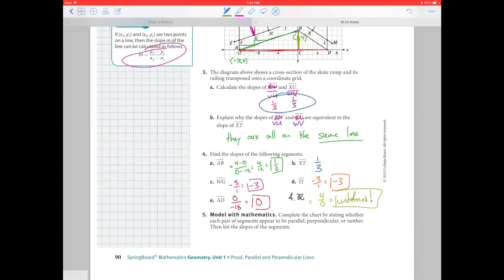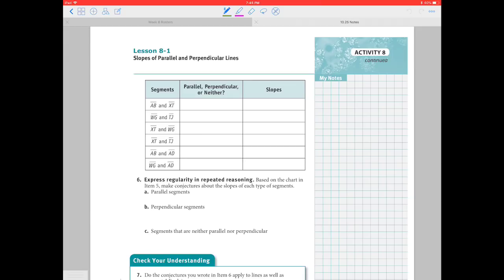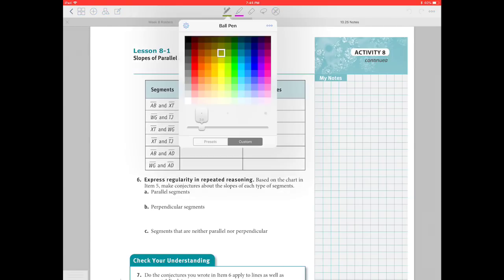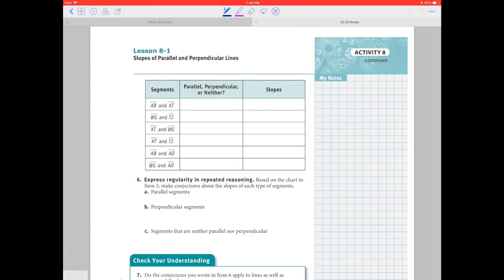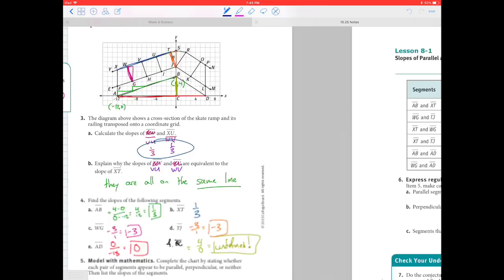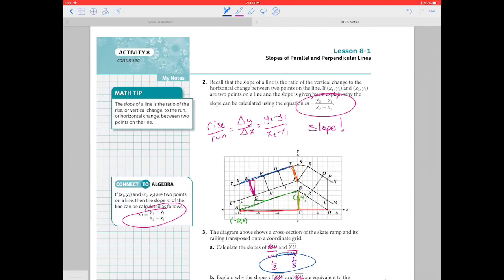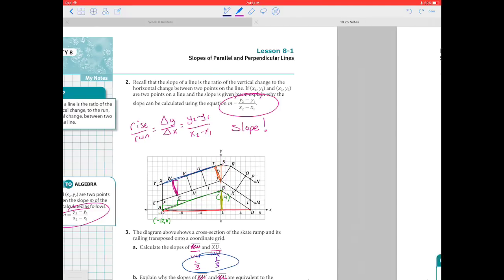So if we read the next part, it says complete the chart on the next page, whether or not the segments appear to be parallel, perpendicular, or neither. I think some of us left class yesterday a bit confused about how they relate to each other. So we said AB and XT. AB, XT. Those appear to be parallel. So let's write that in.